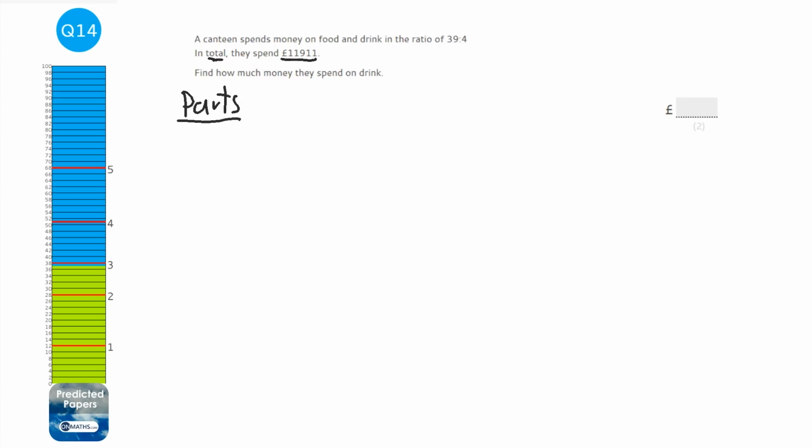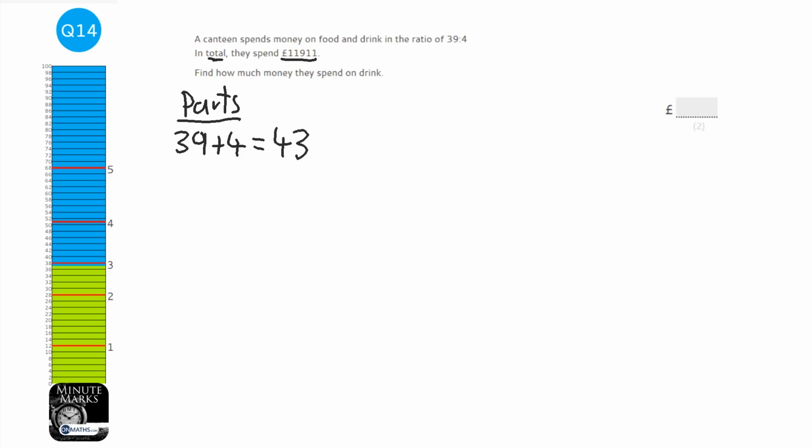So for food it's 39. And for drink it's 4. And this will be a calculator question, so why not use the calculator even though we can do it in our head. 43 parts. So we've got 43 parts.